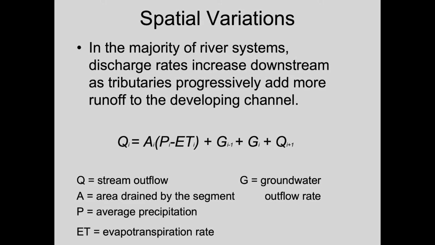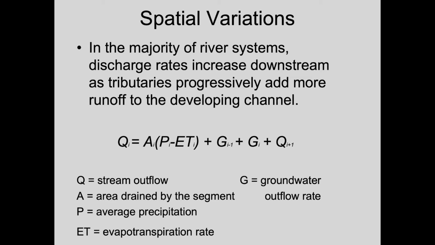So when you're looking at stream outflow, what goes into this? Well, we have to assess the area that is drained by the segment. Again, we're looking at cubic meters or cubic kilometers of space, and then we are multiplying that by, in this case, the average precipitation, and we're subtracting, of course, the evapotranspiration rate there. So we take the average precipitation for an environment, we subtract the amount of water that's being lost by evapotranspiration, and this is a very natural process.